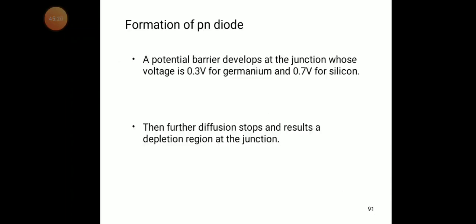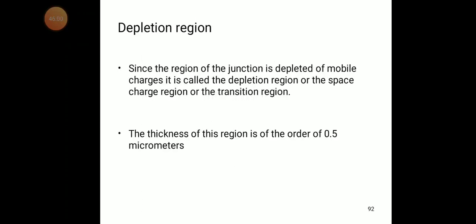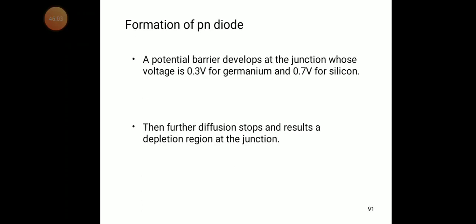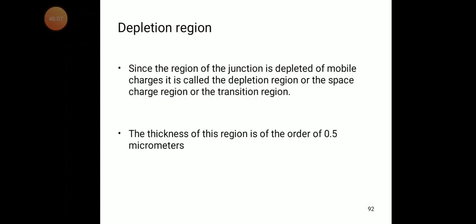A positive potential barrier develops at the junction whose voltage is 0.3 volts for germanium and 0.7 volts for silicon. Then the diffusion stops and results in a depletion region at the junction. If we overcome this potential barrier voltage, then only do electrons move from the N to P side.